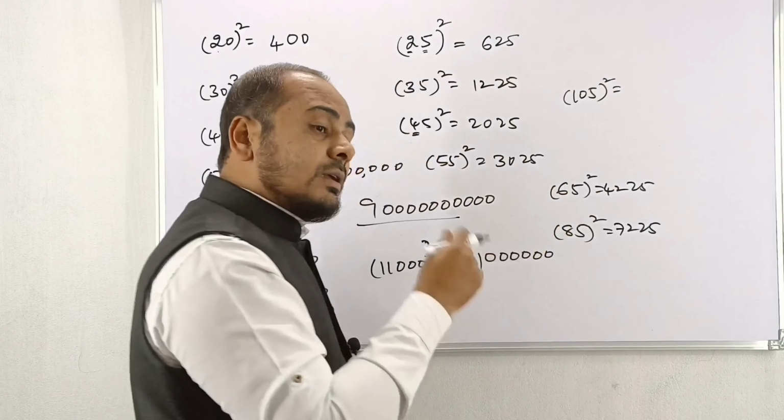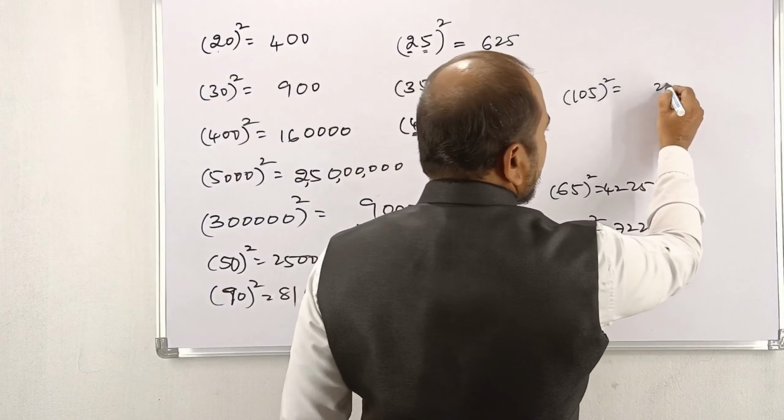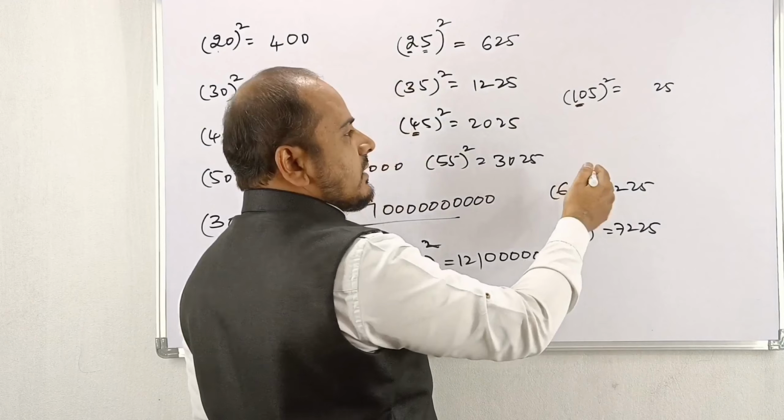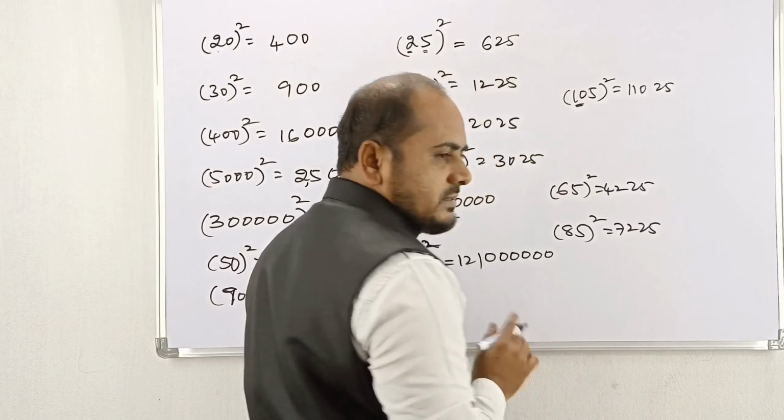Now for example, 105 whole square. This is a 3-digit number. Even no problem. 5 5s are 25. 10 after 11 comes. 10 11s are 110. Answer completed.